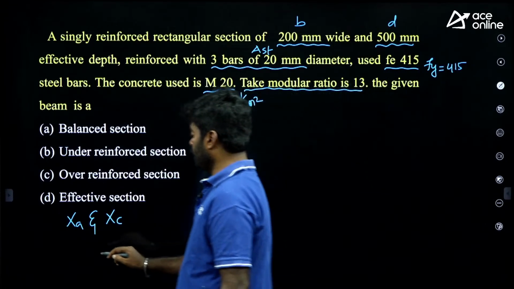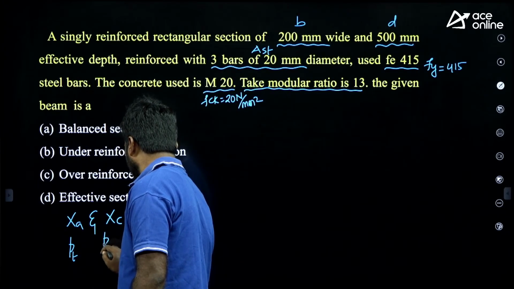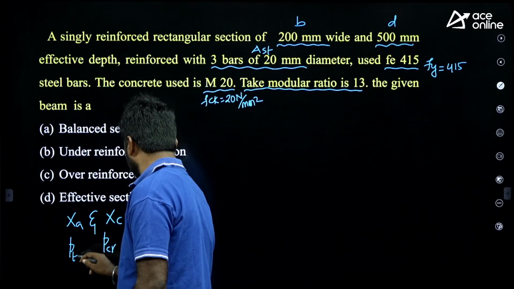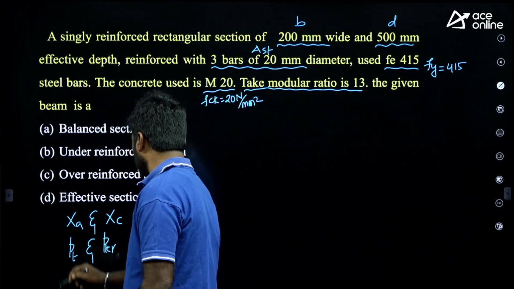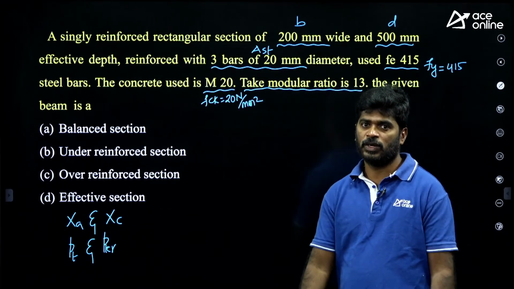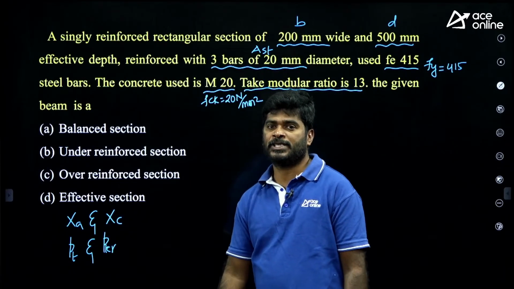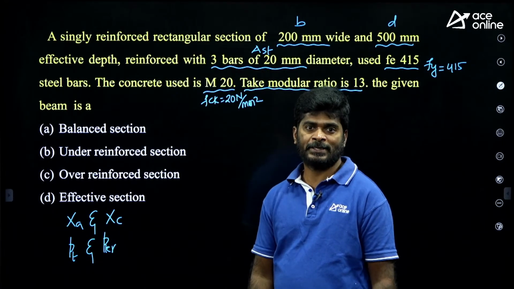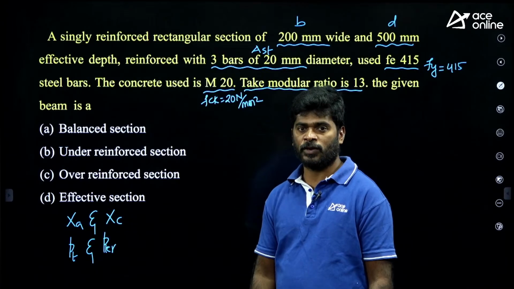There is another way to decide the type of section by comparing PT and PTCR. By comparing these two also we can judge. Which is easy? My dear, XC is K times D. Finding the K value is not a problem in the GATE exam by using the virtual calculator, right? Yes, we can find out.